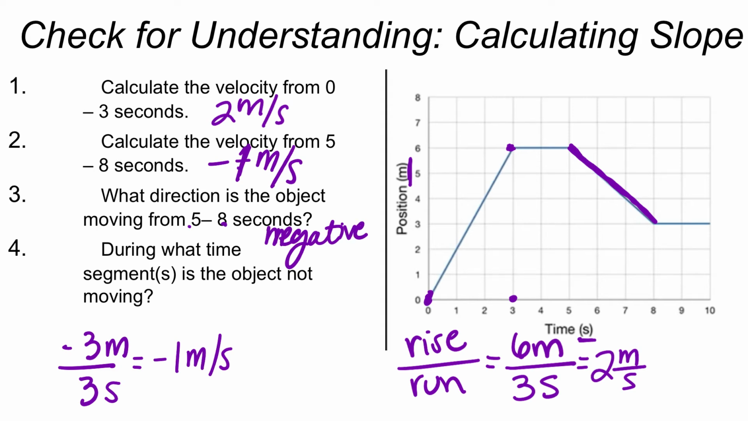All right, and then number 4, during what time segment is the object not moving? So for not moving, you are looking for those horizontal lines. Our first horizontal line is from 3 to 5 seconds. And then again, we have one from 8 to 10. So in this case, there are 2 of them. Again, when you're looking for not moving, you're looking for horizontal lines.